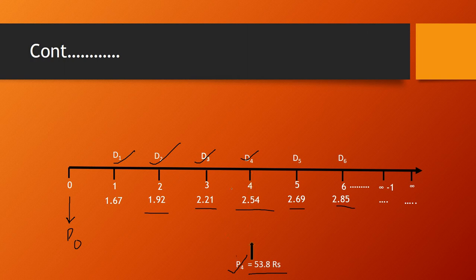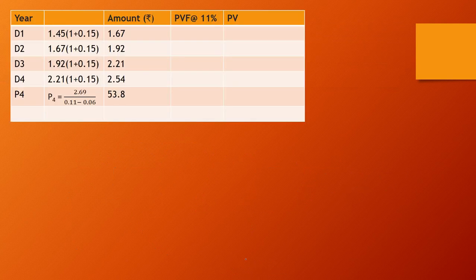Next step is to convert these 5 values into the present value. That means now I am going to convert this D1 to P0, D2 to P0, D3 to P0, D4 to P0 and this P4 to P0. So that means now I am having these 5 values. I have to consider these 5 values to P0. And I don't have to consider this value and this value because I have converted all these values to P4. Now let's see how to solve it.